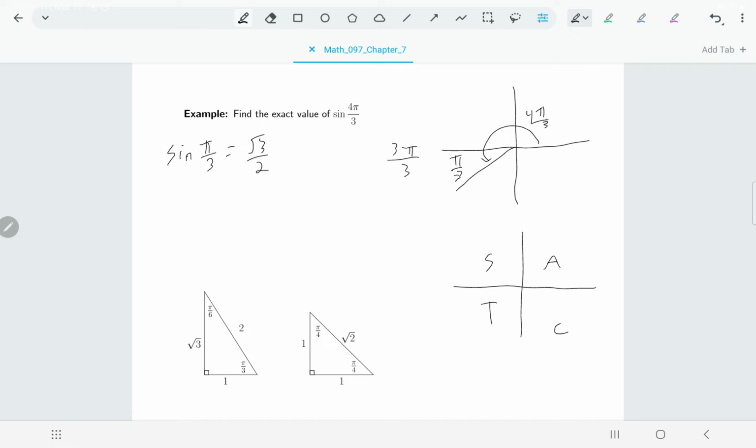So our angle here, 4 pi over 3, happens to be in quadrant 3. And in quadrant 3, it's tangent and also cotangent that happens to be positive. So we know that sine is negative. So we know for sine of 4 pi over 3, it's going to be negative. That means sine of 4 pi over 3 should be negative root 3 over 2.